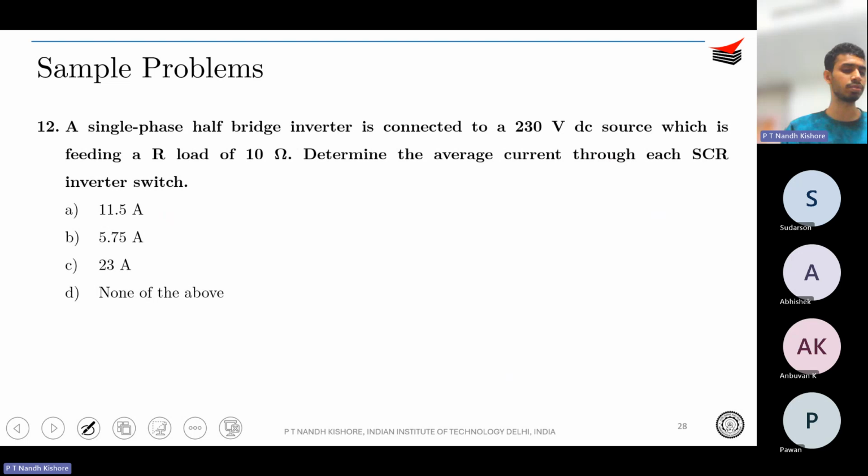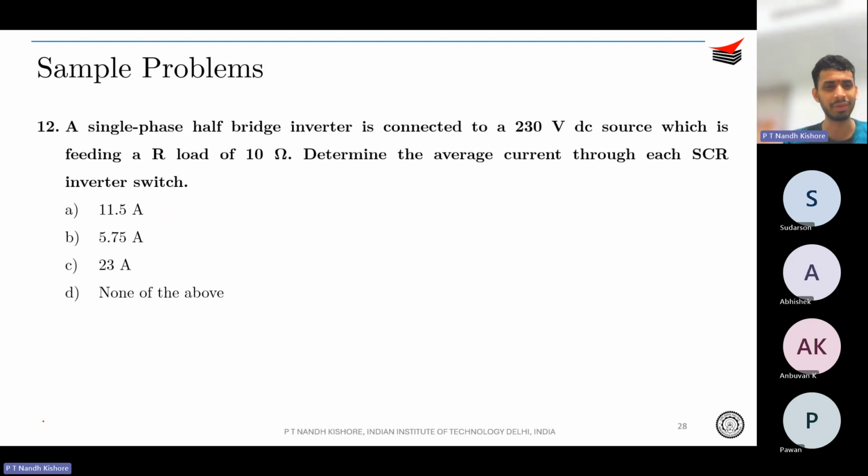Okay, so we'll go ahead with the next question. A single phase half bridge inverter is connected to a 230-volt DC source, which is feeding an R load of 10 ohms. So again, it's a single phase half bridge inverter, and the DC source and R load are given. Find the average current through each SCR switch.